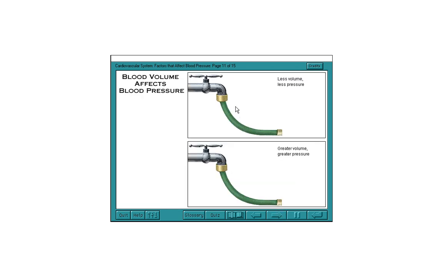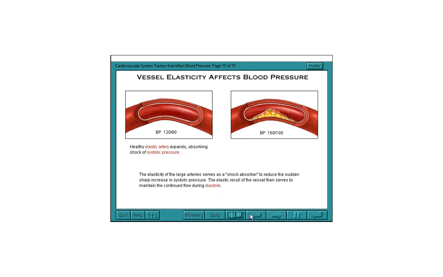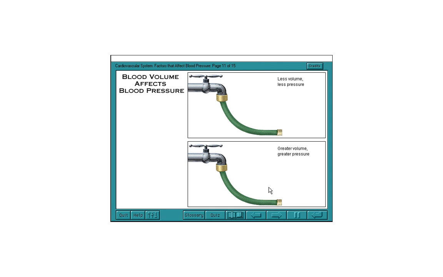In addition to peripheral resistance and vessel elasticity, blood volume affects blood pressure. If there is a greater volume of fluid in a tube, such as a blood vessel or a hose, then more fluid is pressing against the walls, and so the walls experience greater pressure. Conversely, with less volume, there is less pressure against the walls.